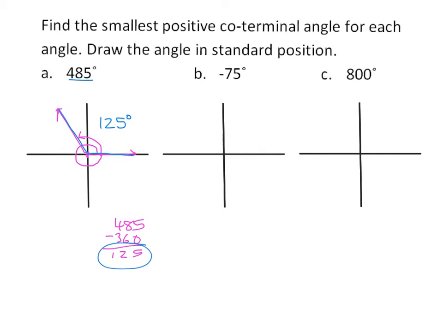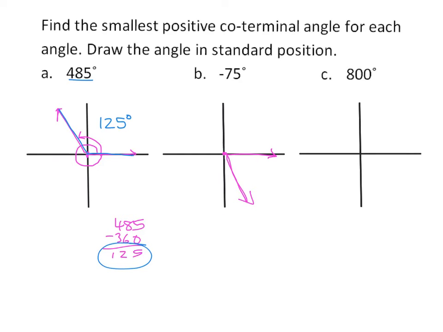All right, so let's try this next one. Okay, so first of all, our initial side is here, and we have a negative 75-degree angle. Well, negative 75 is going to go clockwise. We're not going to go all the way down to 90 degrees, but less by about 15 degrees, so probably right in here would be a negative 75-degree angle.